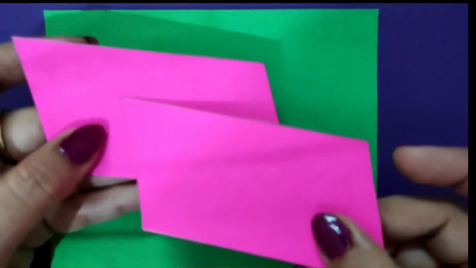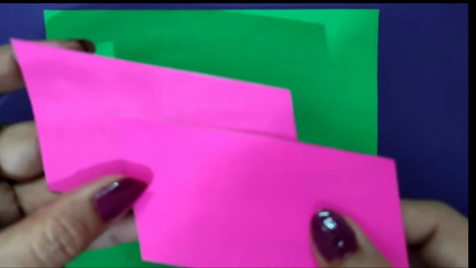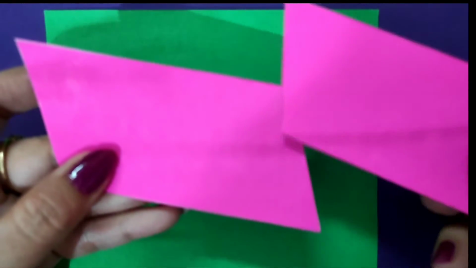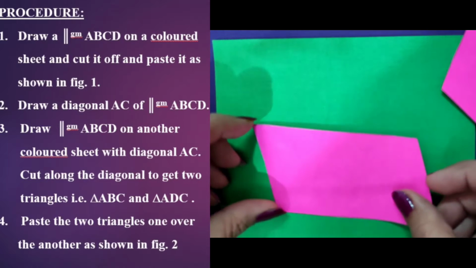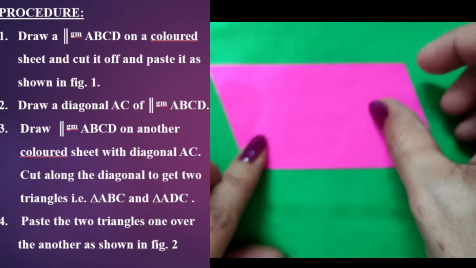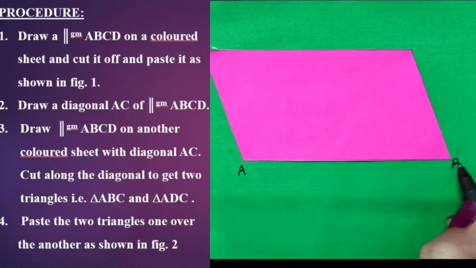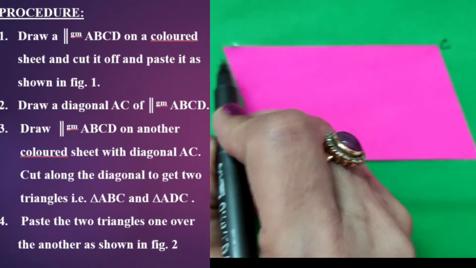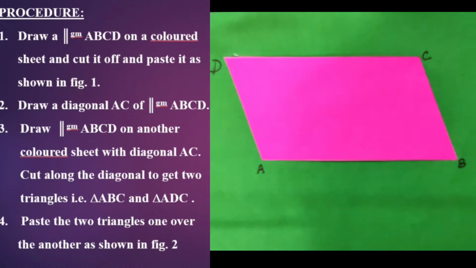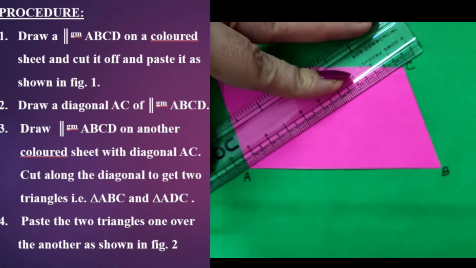So once again, I have made two parallelograms exactly the same way using the protractor, ruler and the origami sheets. I have made the two identical parallelograms, and what is the first step? I will paste the first parallelogram on a sheet of paper. I mark the vertices A, B, C and vertex D. Once all the four vertices have been marked, I just make any one of the diagonals. Let's say I am making the diagonal AC.